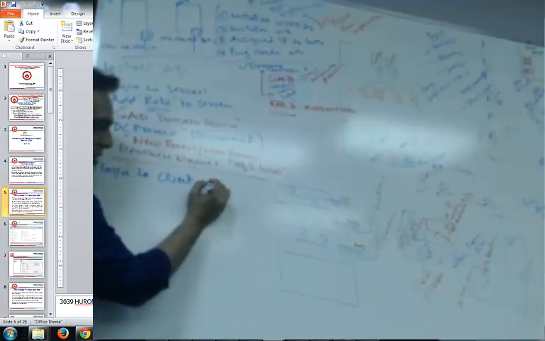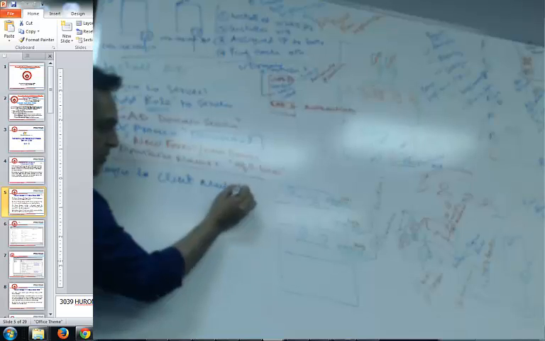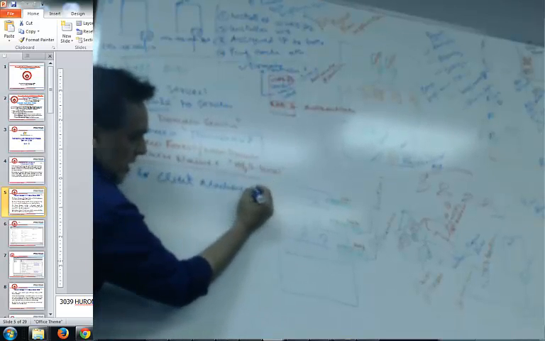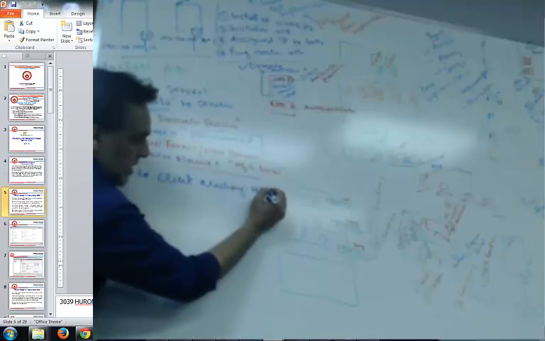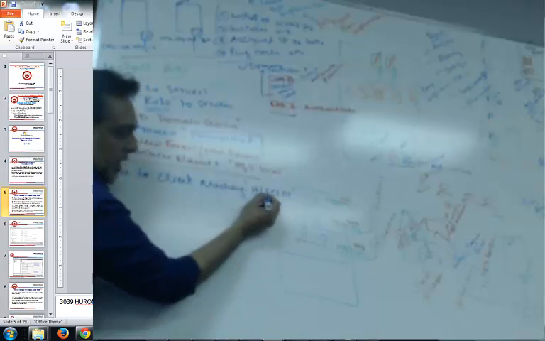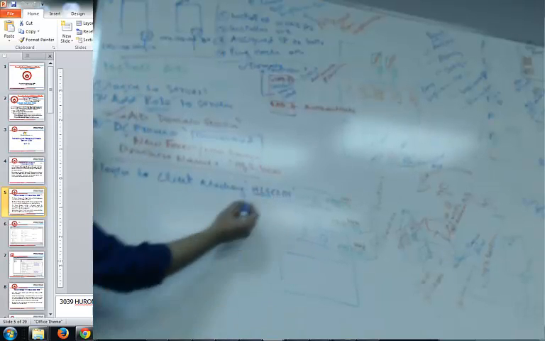And our client machine name is HLS CL01. This is my client. This is my organization domain name, and this CL is client and 110. So I log into the client machine.